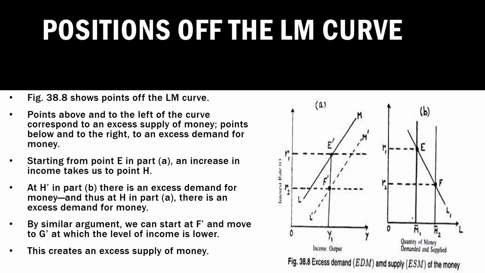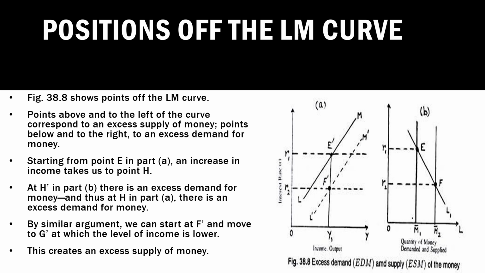Now, coming to the positions of the LM curve, this is indicated by the same figure. The points above and to the left of the curve show the excess supply of money, and the points below and to the right of the curve show the excess demand for money. Starting from point E in panel A, you can see that an increase in income would take us to point H.